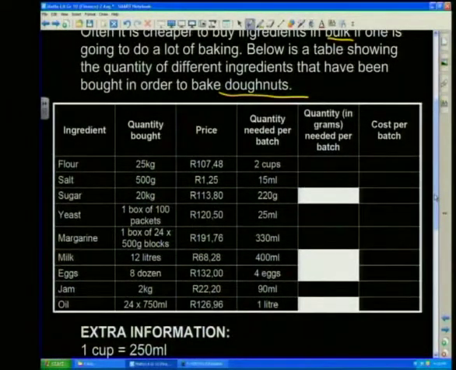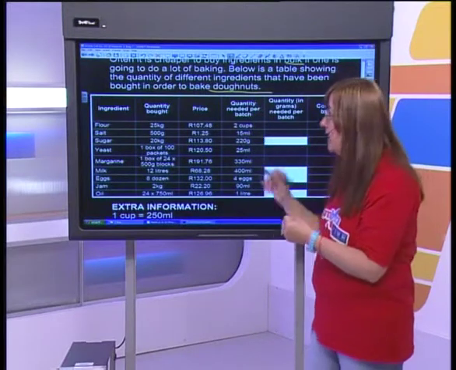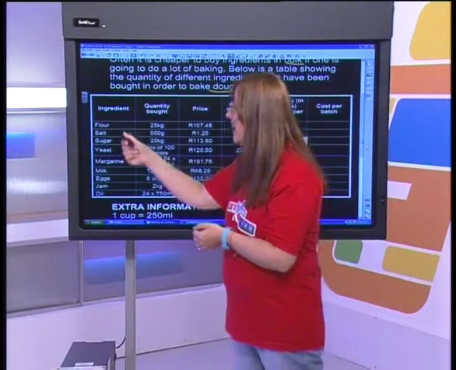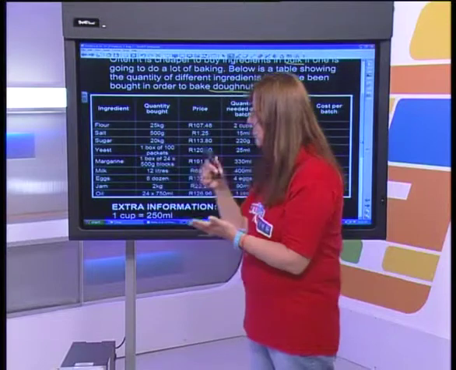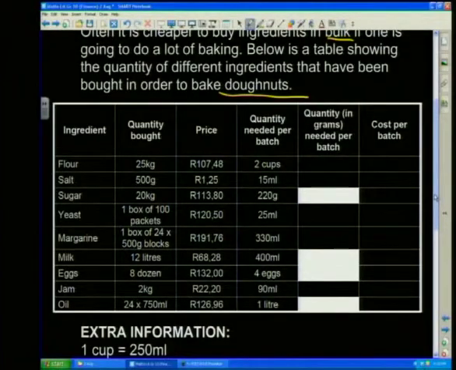Right, so always when you have a table, remember I tell you to analyze the table and see what we have on the table. So my first column, I've got ingredients, and clearly these are all the ingredients needed for donuts. I've got flour, salt, sugar, yeast, etc., margarine, all of the quantities that they were bought in. It means 25 kilograms of flour was bought, 500 grams of salt, 20 kilograms of sugar. The price that we paid, the quantity needed per batch.